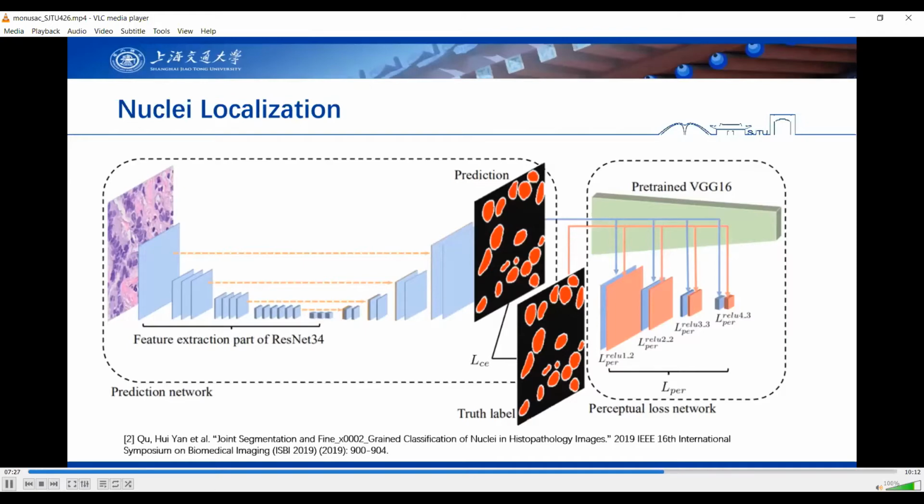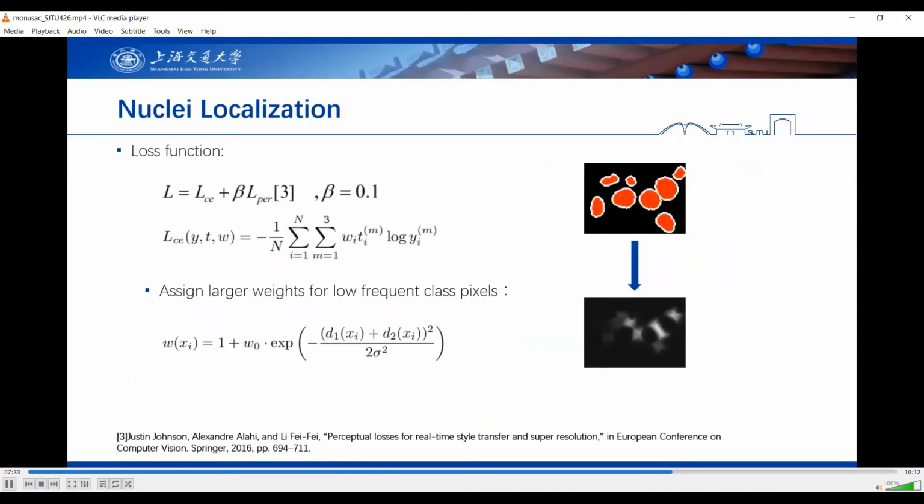Then the mean square loss is computed between the feature sets of the two inputs. The loss function consists of two parts. The first part is the perceptual loss just mentioned, and the second part is weighted cross-entropy loss for 3 classes. In order to alleviate the problem of class imbalance, we assign larger weights for low-frequent class pixels. The formulation is as follows. D1, D2 are the distances to the nearest and the second nearest nucleus. In addition, we set sigma as 5 and W0 as 10 in our work.